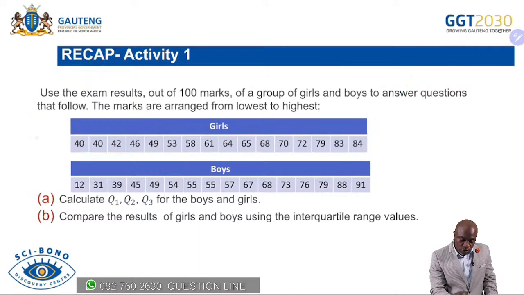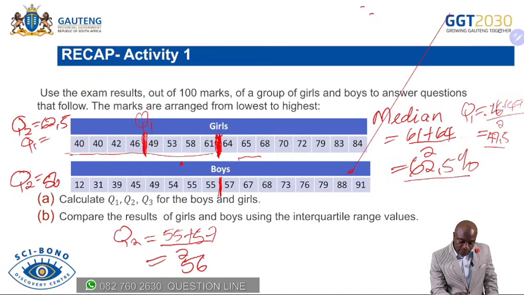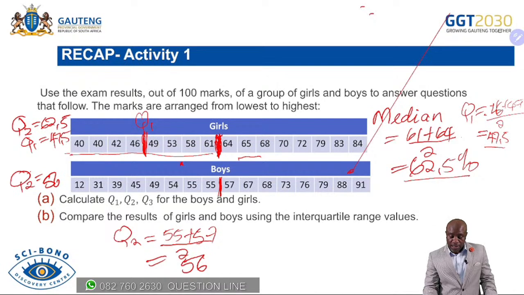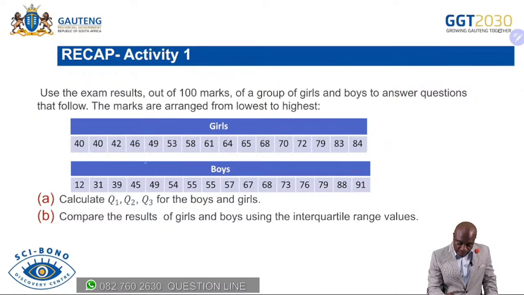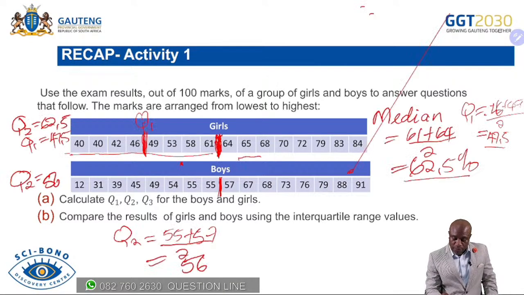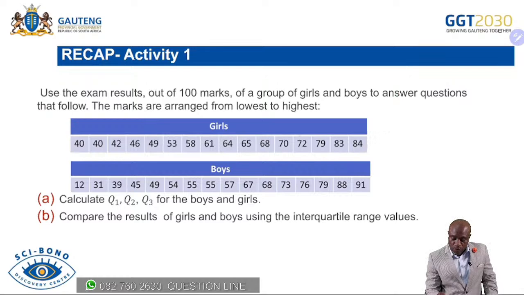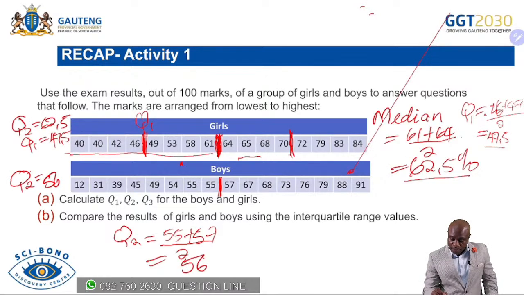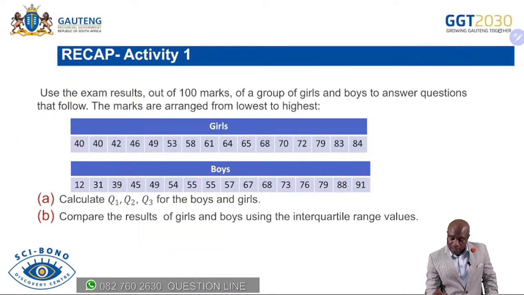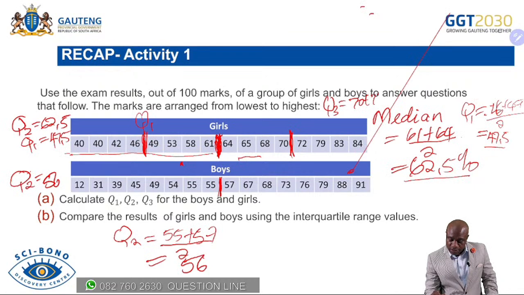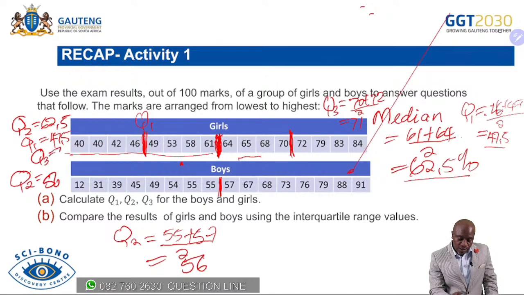47.5. So the Q1 for the girls is actually 47.5. And then we now do the Q1 for the boys, or should I do the girls and finish? Yes, let me do the girls. So it's 1, 2, 3, 4. And therefore the Q3 for the girls is 70 plus 72 divided by 2, which will give you 71. So our Q3 is 71.